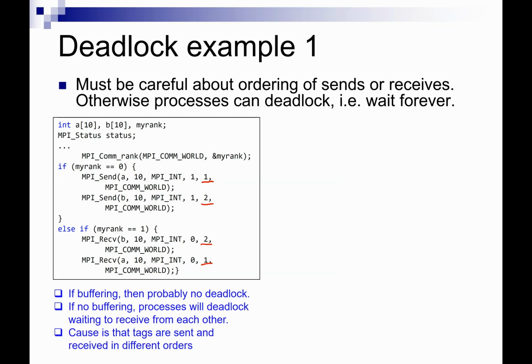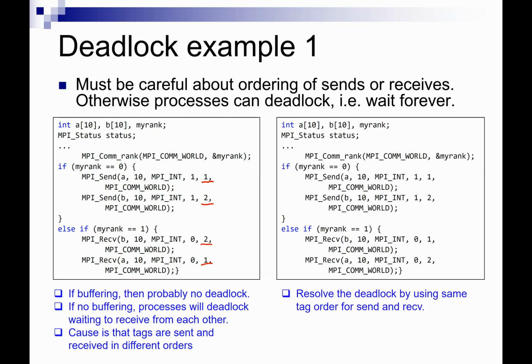If there is a buffer, though, then probably there will not be a deadlock, because both of these messages can be placed into the buffer, and both of them will be sent. Even though I'm placing the tag 1 message first and then tag 2, both of them go in the buffer and are sent out. So eventually the rank 1 process will receive both the tag 1 and tag 2 messages.